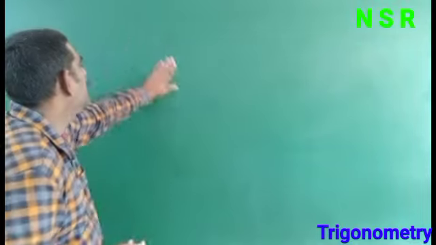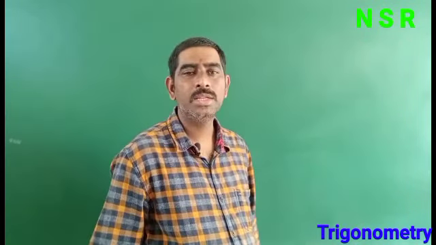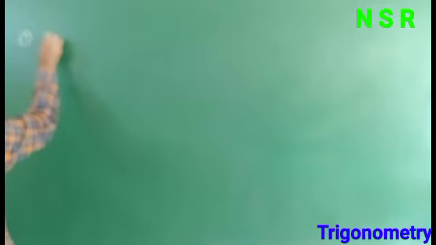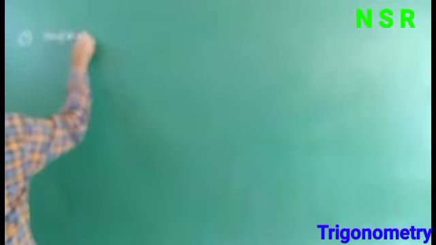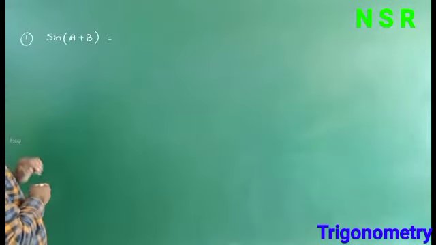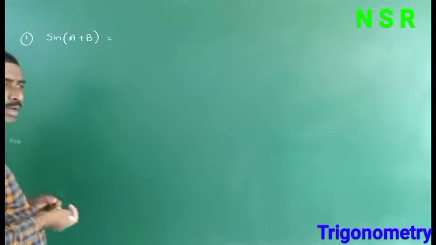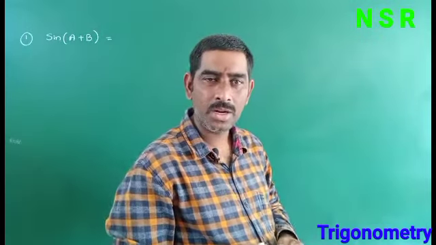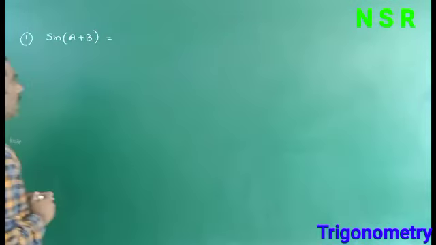So first, compound angle formulas. Compound angle means the trigonometric ratios of the sum or difference of two angles. The first one is sin of a plus b. Here a is one angle and b is another angle, and we take the sum of these two angles. So this is a compound angle. Sum or difference: again we have sin a minus b, cos a plus b, cos a minus b, tan a plus b and tan a minus b, cot a plus b and cot a minus b. So these all are compound angle formulas.